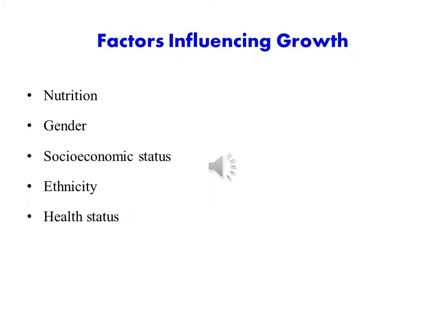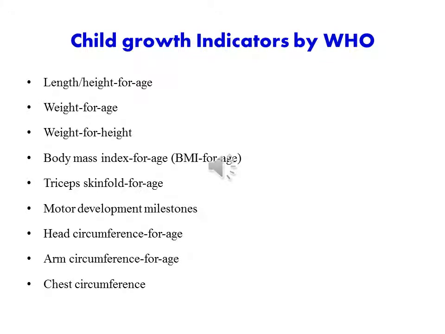Various factors which can affect the growth of children include nutrition, gender, socioeconomic status, ethnicity, and health status. Child growth indicators suggested by WHO include a long list, and the most common indicators are length or height for age, weight for height, body mass index, that is BMI, triceps skin fold thickness for age, motor development milestones, head circumference for age, upper arm circumference for age, not mid upper arm, but upper arm circumference for age, and chest circumference.